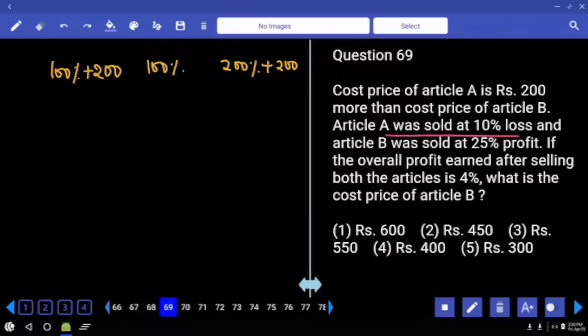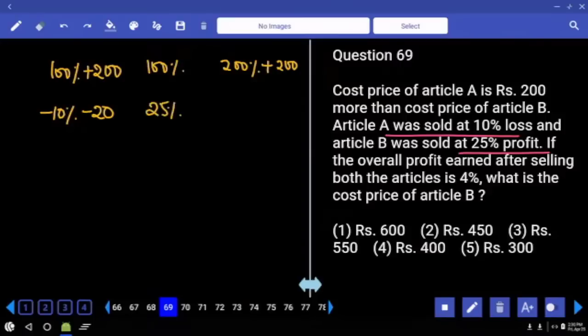Now A is sold at a 10% loss. Let me write only the loss or only the profit. I am not going to write the selling price because I want to use shorter numbers. If you write the selling price, you need to use a 3-digit number. I don't want to increase my number. 10% loss on this number is going to be minus 10%, minus 20. Because that is a loss, I am representing it with minus. On the second item, there is a profit of 20%, plus 25%.